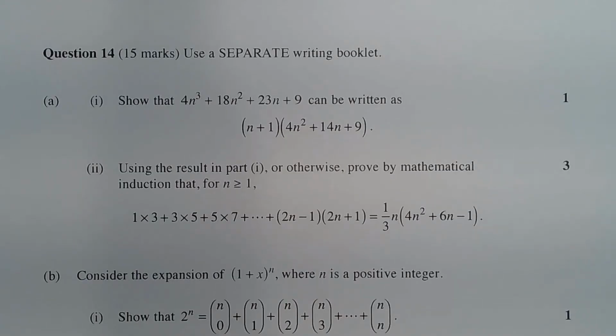Question 14a, Part 1. Show that 4n cubed plus 18n squared plus 23n plus 9 can be written as n plus 1 multiplied by 4n squared plus 14n plus 9.